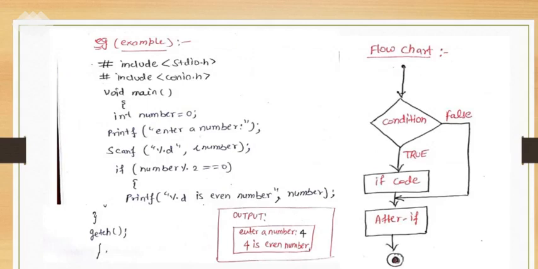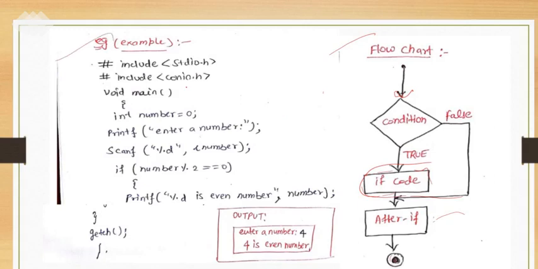Next we have the flowchart of the if statement. It says that you start, then check the condition. If the condition is true, you execute the if code written in between the braces. If it is false, you come outside. After the if, all the statements written will execute, and then you stop here, right? This is the flowchart.